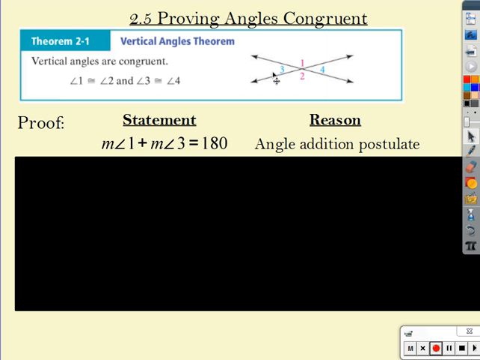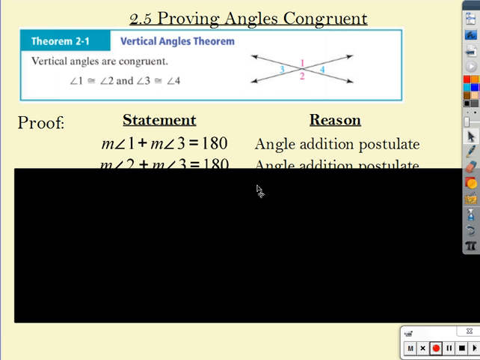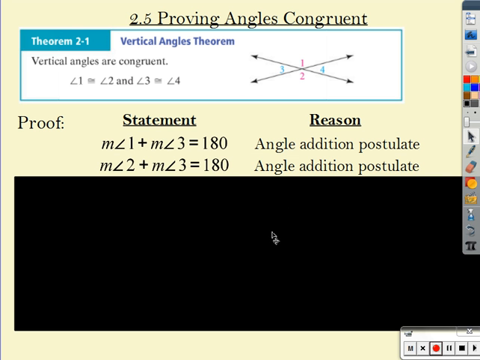So we have that. And then we try to think, okay, again, I'm trying to show that 1 and 2 are going to be equal to each other. The measures are equal to each other. Well, I also know that 3 and 2 are also going to have to add up to 180 degrees because those are also supplementary angles. So by the angle addition postulate, these two are also going to add up to 180 degrees.